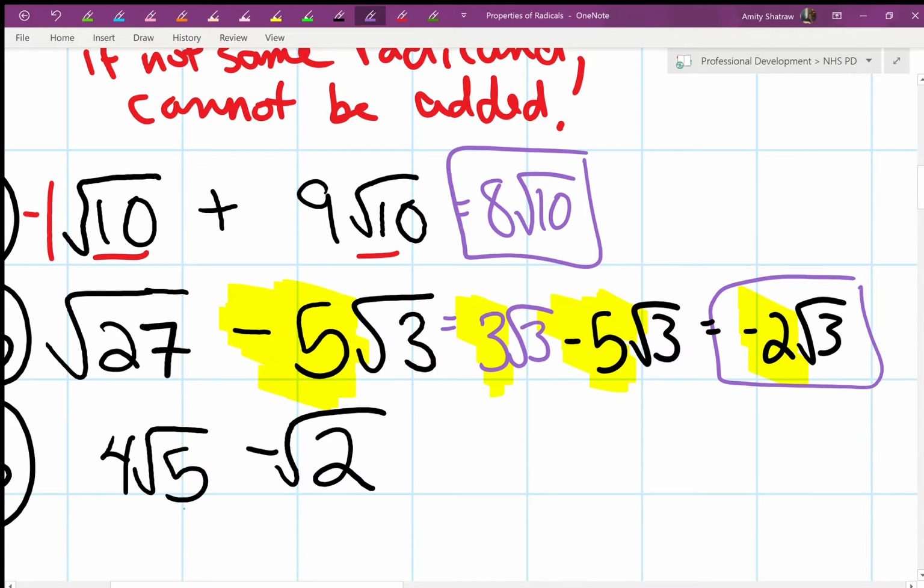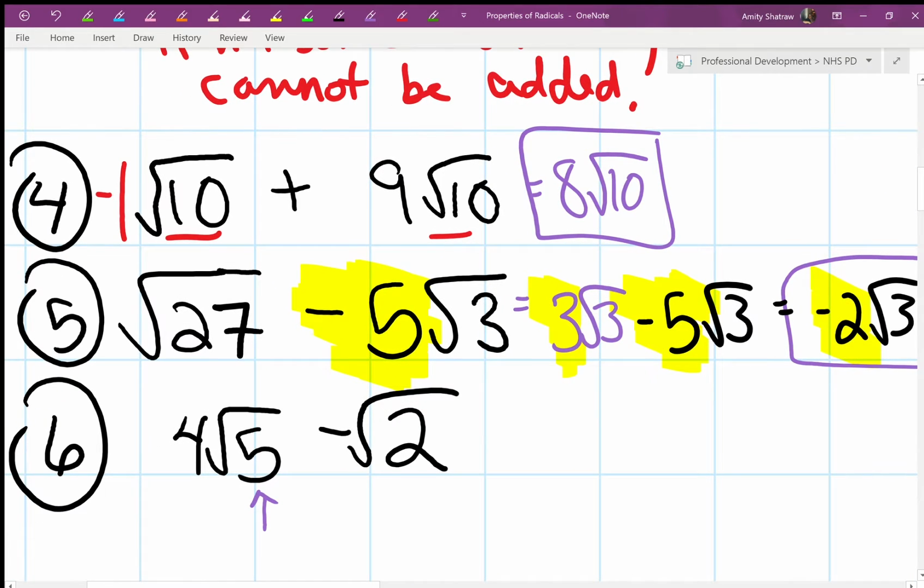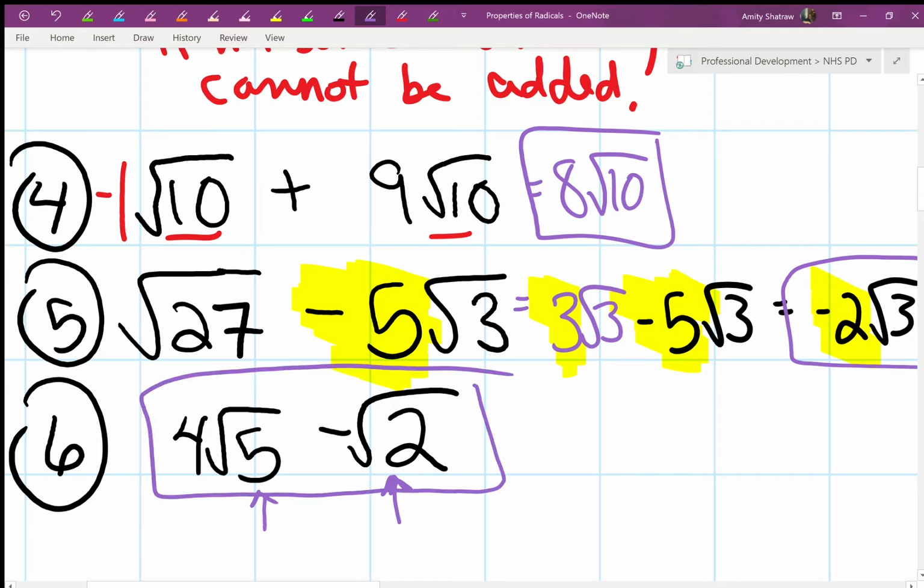And looking at problem number 6, like I said, I always want to include an example where you can't actually subtract. Square root of 5, square root of 2, they don't match. So I'm just going to put a box around it. That's as simple as it gets.